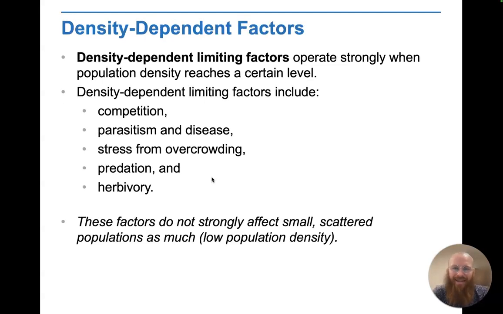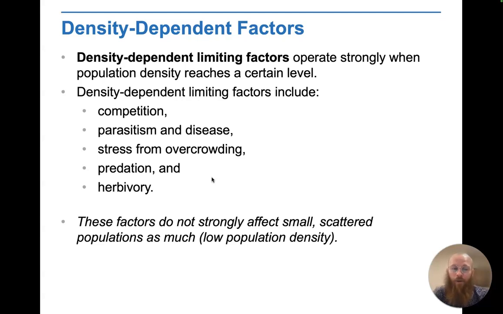So density dependent limiting factors are, again, said in different words. These are going to be the factors that place limitations on populations, and they will have a larger effect when a population is more dense within an area. So if we increase how many of a certain population exist within an environment, then these factors are going to have a larger effect on those populations. So as density increases, so does the effect of our density-dependent limiting factors.